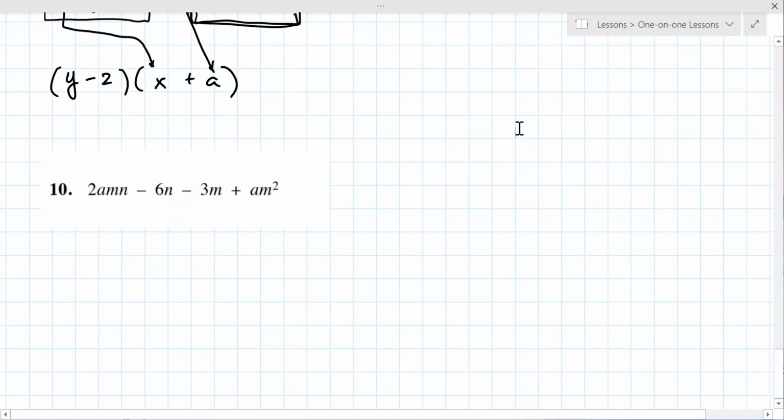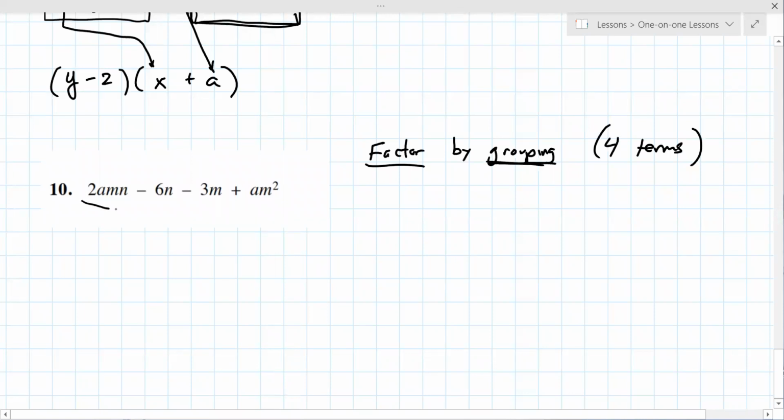2amn minus 6n minus 3m plus am squared. This would have the same instructions. I'm not copying those. It would say factor by grouping. It could just say factor. Whenever you see 4 terms like this, you know it's almost always grouping. So let's look at the first 2 again, like in the previous problem. The previous problem didn't have anything the same in the first 2 terms, but here we definitely have the n is the same. And what else? There is something else that's common to both of these.